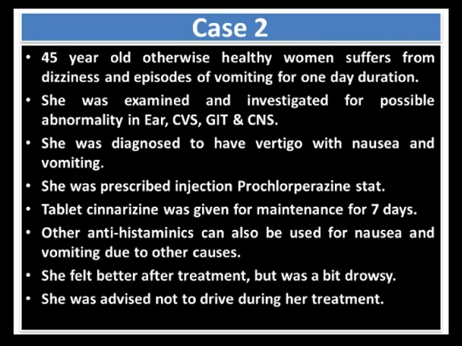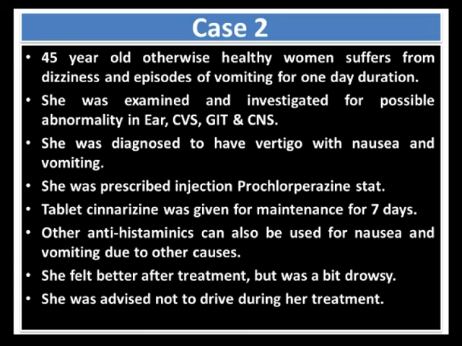Case 2 is about a 45-year-old otherwise healthy woman who suffers from dizziness and episodes of vomiting for 1 day duration. She was examined and investigated for possible abnormalities in ear, CVS, GIT, and CNS. So she's 45 years old, she has dizziness, she has vomiting, so it can be problems mostly concerning her ears, or rarely, since this is just one episode, but you need to examine the patient for all the possible abnormalities.